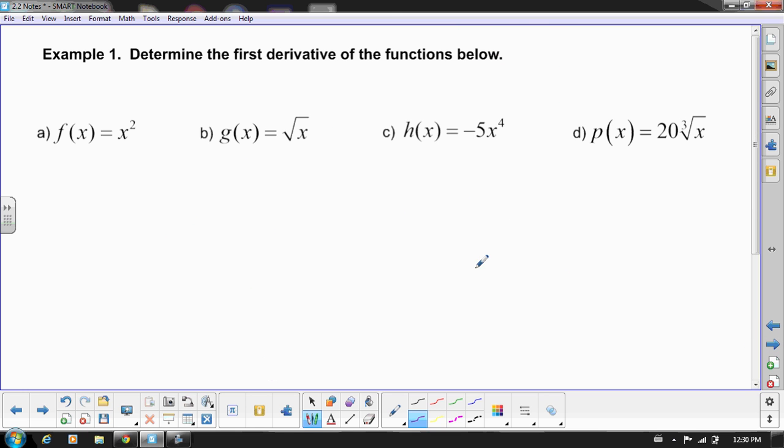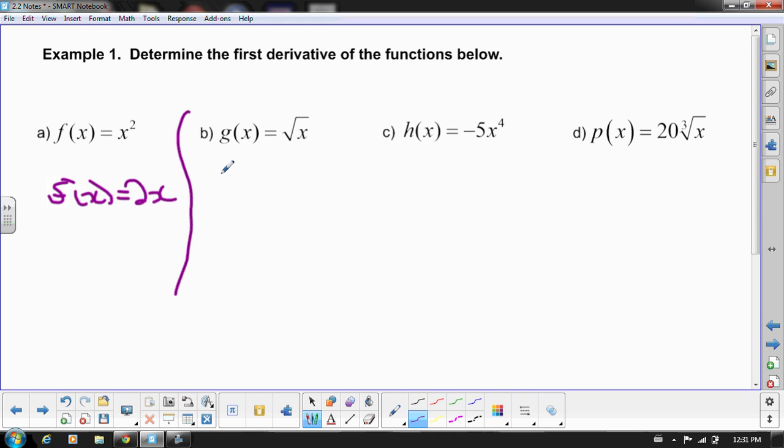So now, here's a bunch of examples. So we just looked at that one. So the notation becomes f prime of x equals 2x. Done. Finished. Before, that would have been a 4-point question. Now it's worth 1.